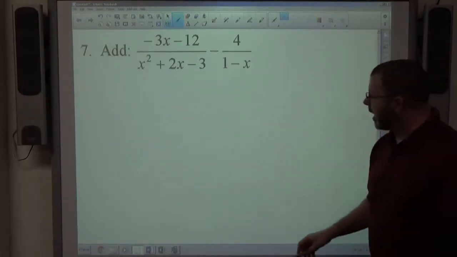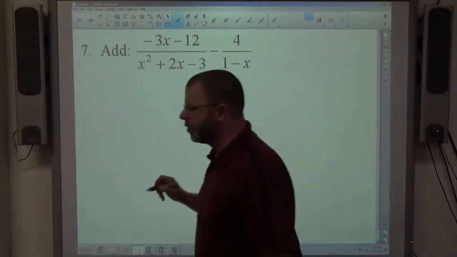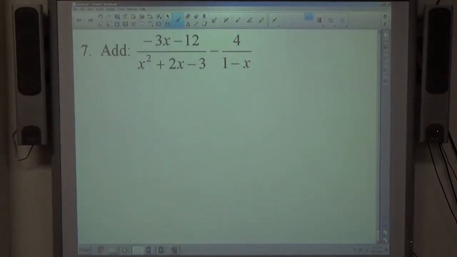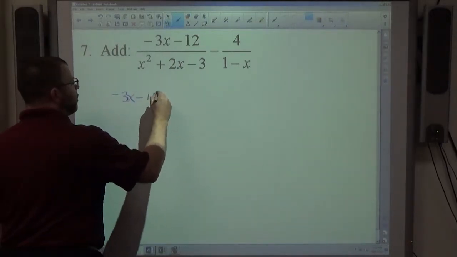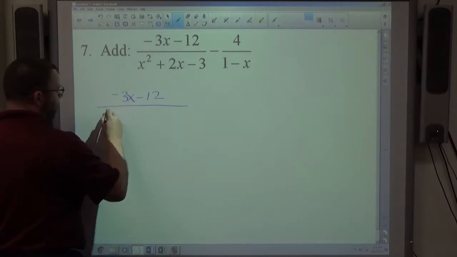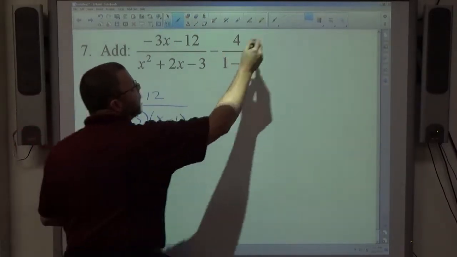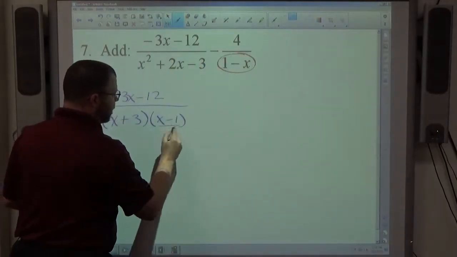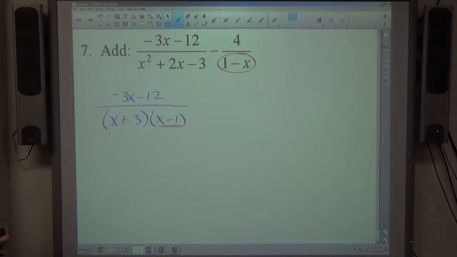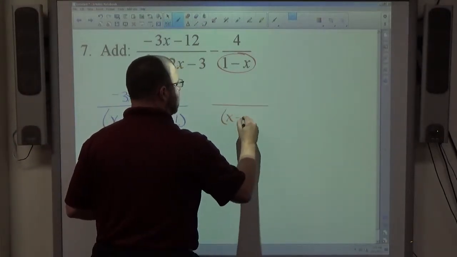Number 7, we're adding, and if I've got a quadratic trinomial denominator, the first step of adding is to factor, if at all possible. Negative 3x minus 12 is fine as it is on top. On the bottom, x plus 3 times x minus 1. And what you're supposed to notice is this is 1 minus x, and this is x minus 1. They're almost the same, except the signs are messed up. So the second fraction, I'm going to change this to an x minus 1.